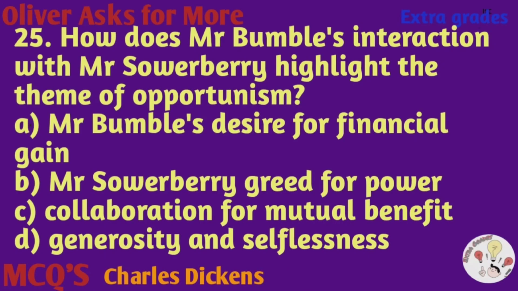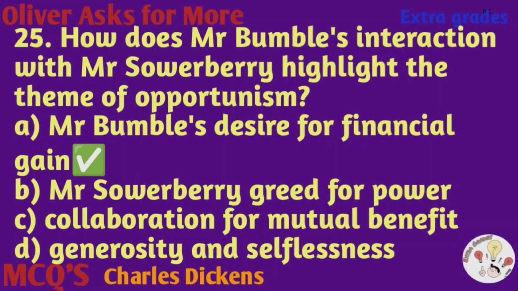Now children, I move towards question number 25. And the question is, how does Mr. Bumble's interaction with Mr. Sowerberry's highlight the theme of opportunism? And the options are A, Mr. Bumble's desire for financial gain, B, Mr. Sowerberry's greed for power, C, collaborations of mutual benefits, D, generosity and selflessness. And the correct option is A, Mr. Bumble's desire for financial gain.